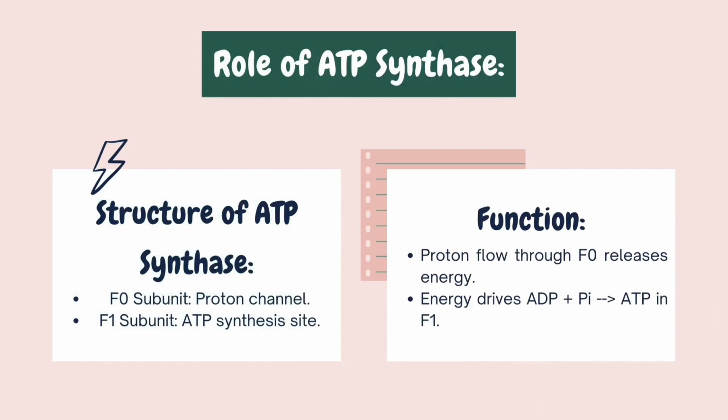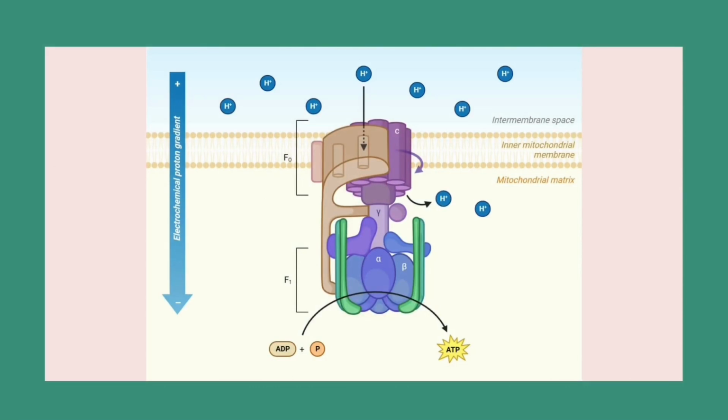Roles of ATP synthase. Structure of ATP synthase: the F0 subunit is the proton channel, and the F1 subunit is the ATP synthesis site. Function of ATP synthase: harnessing proton motive force. ATP synthase utilizes the potential energy stored in the proton gradient to drive the synthesis of ATP. Catalysis of phosphorylation: the enzyme catalyzes the phosphorylation of ADP to ATP, coupling this reaction to the flow of protons through the enzyme, maintaining the proton gradient.